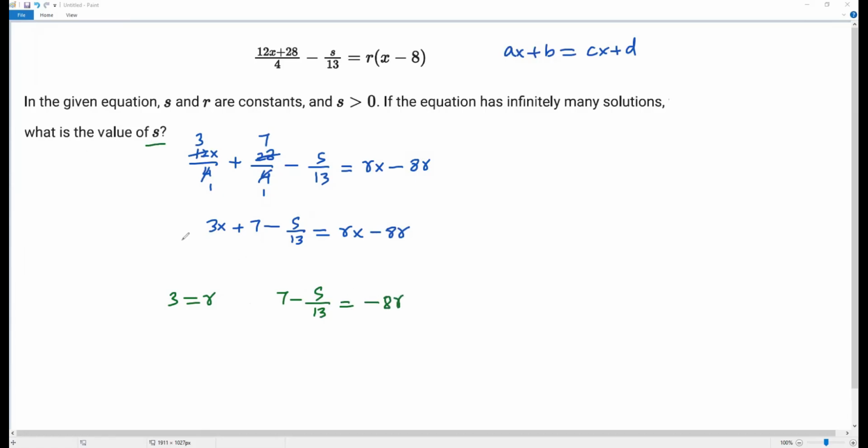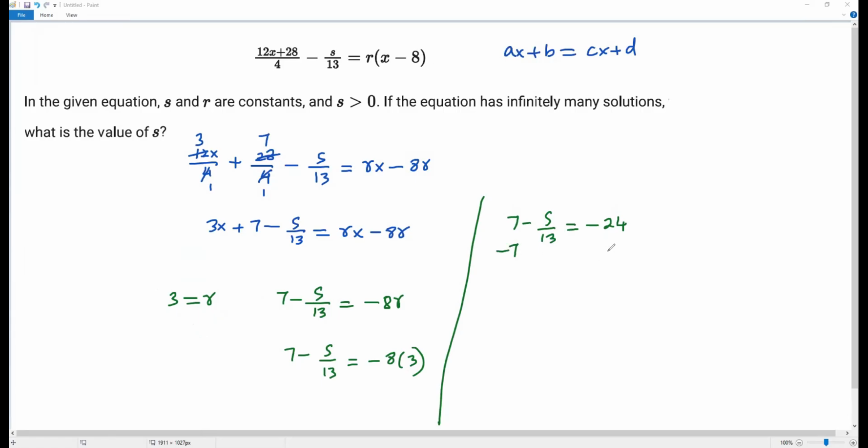Our aim is to find the value of s. Okay, here in this equation there are two unknowns. One is s and the other one is r. So to get the value of s, I must know the value of the constant r. Here we have the value of r, that is r = 3. We can plug in this 3 for r over here. Then we have 7 - s over 13 = -8 times 3. Okay, let me continue over here. 7 - s over 13 = -24.